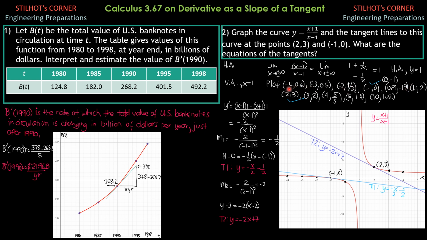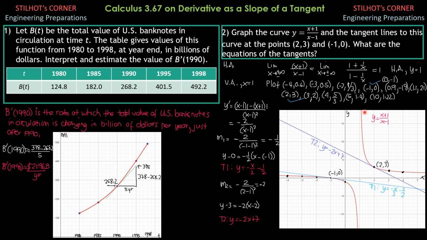So when x is negative 4, y is 0.6, which is this. When x is negative 3, y is 0.5, which is this. When x is negative 2, y is 1/3, which is this. When x is negative 1, y is indeed 0, which is this. When x is 0, then y is negative 1. You just insert 0, negative 1.